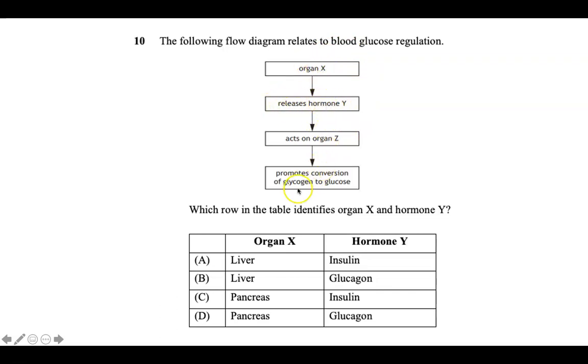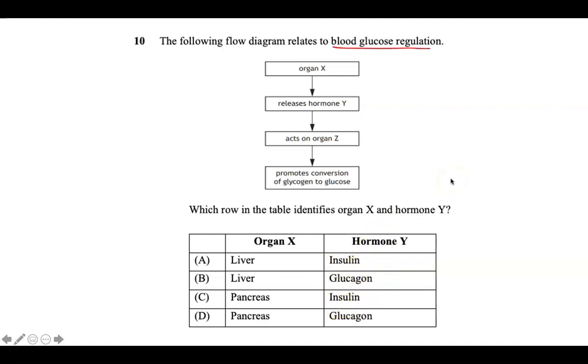We need to remember which hormone it is that changes glycogen into glucose. Now, hopefully you remember that when we have too much glucose in our blood, then we release insulin to turn that sugar or that glucose into glycogen. So insulin is one of the options, but we're looking at the reverse of this here. So anyone that has insulin as the option is going to be incorrect in this case.